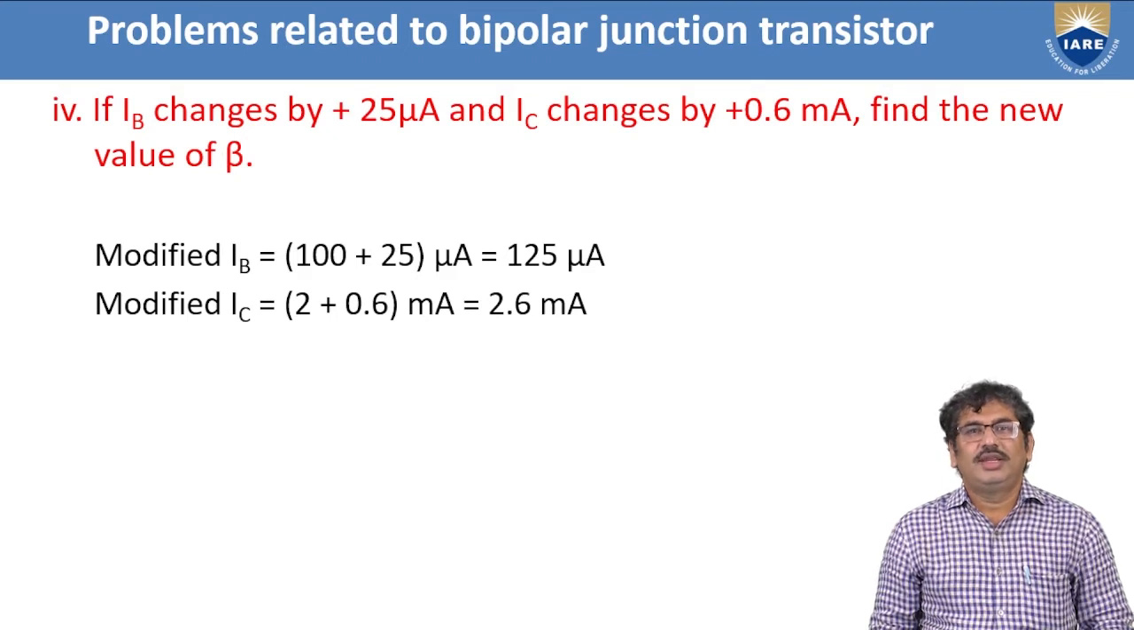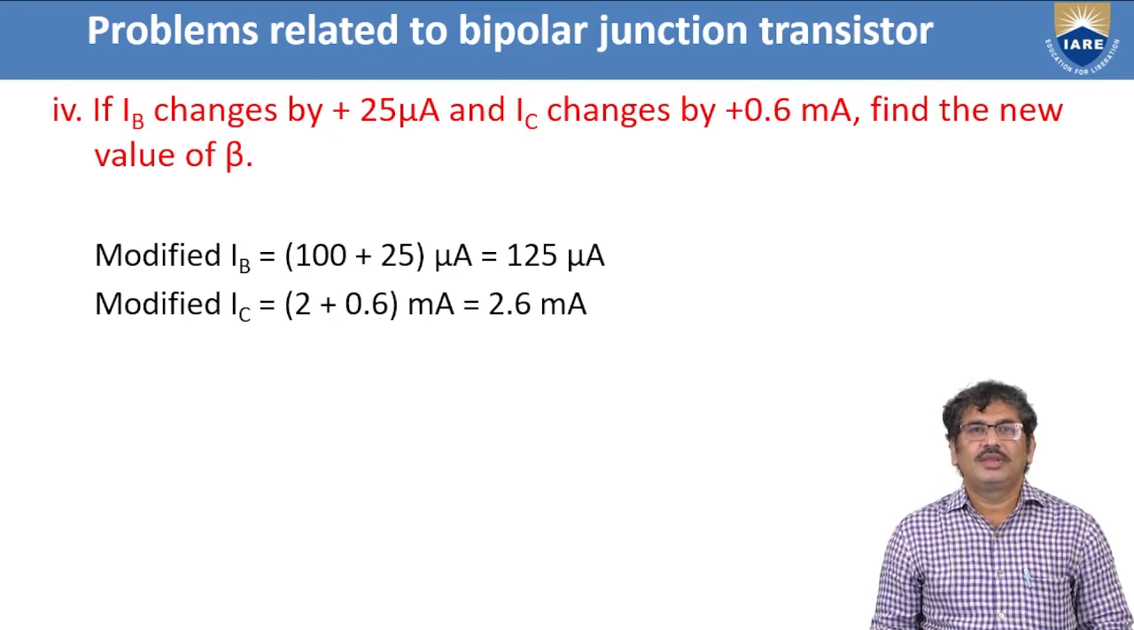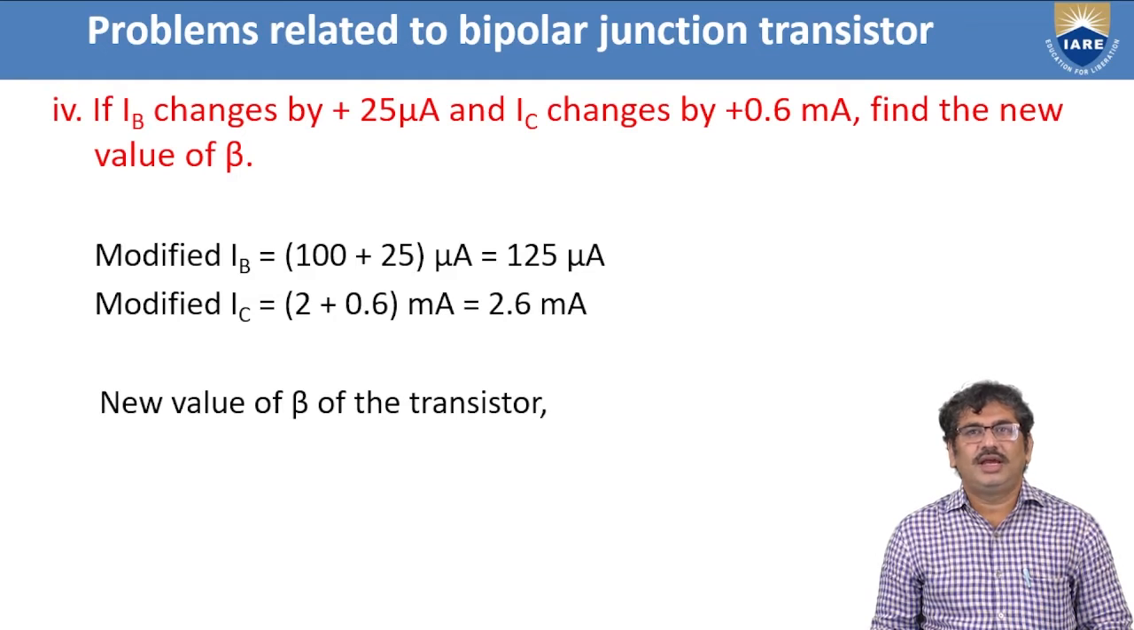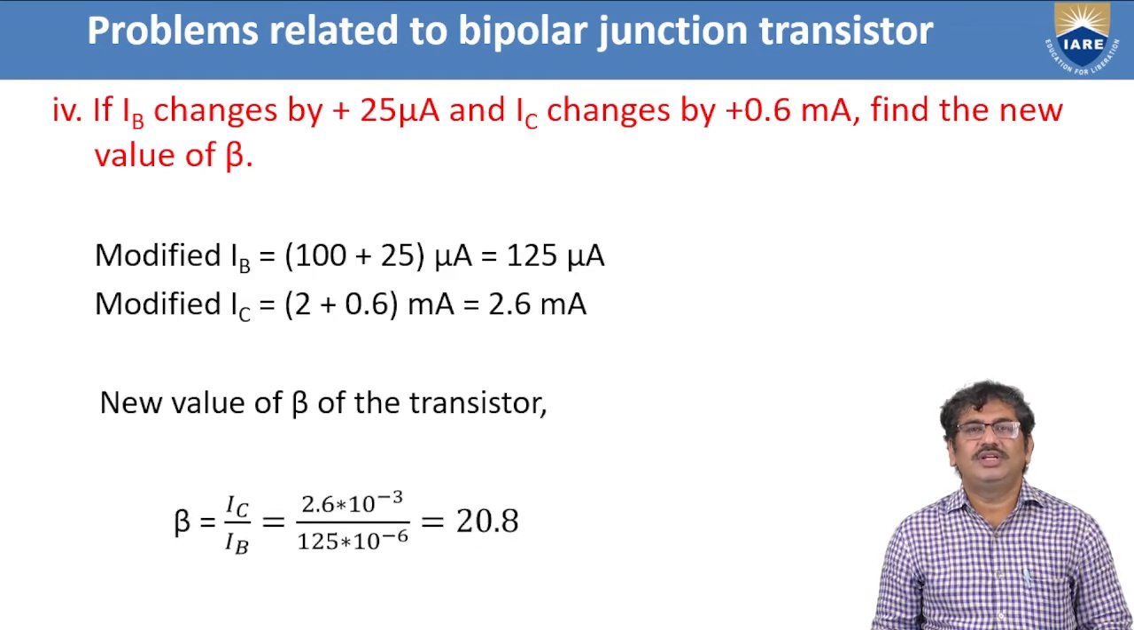Next, for finding beta, the current gain, beta is given as IC by IB. By substituting the IC and IB values in the beta expression, you'll get beta is equivalent to IC, which is 2.6 into 10 power minus 3, over IB, which is 125 into 10 power minus 6. After calculation, you'll get the new modified beta value as 20.8.